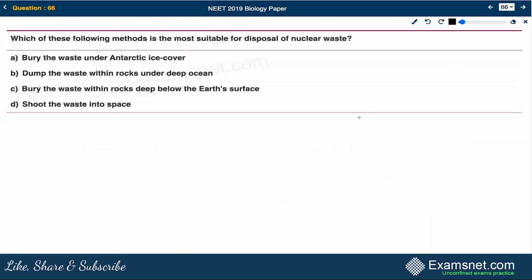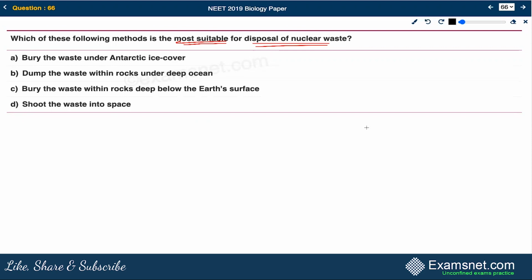Now, next is question number 66. Question number 66 says, which of the following methods is the most suitable for disposal of nuclear waste? Now, let me tell you that we all know that nuclear waste is a category of radioactive waste. The composition of nuclear waste is basically radioactive material. All right. So definitely, out of all the waste that we come across, nuclear waste is the most hazardous of all.